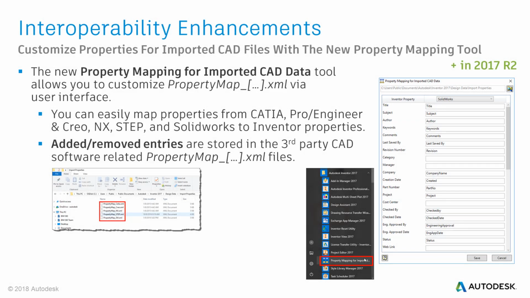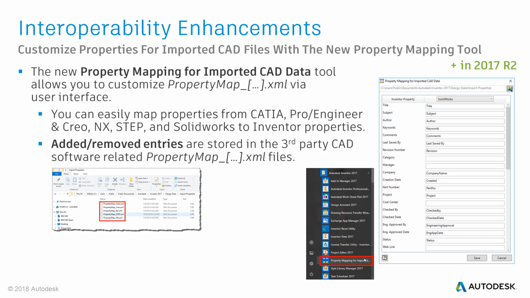In Inventor 2017 R2, you can now use the new Property Mapping for Imported CAD Data tool to easily map properties from CATIA, ProEngineer, Creo Parametric, NX, STEP, and SolidWorks to standard Inventor properties. The new Property Mapping tool replaces the manual effort of directly modifying the original dataset in, for example, CATIA, ProEngineer, etc. There are three things you should know.